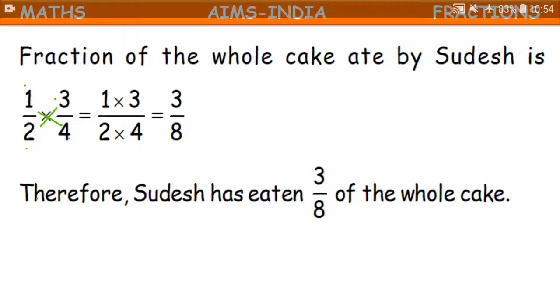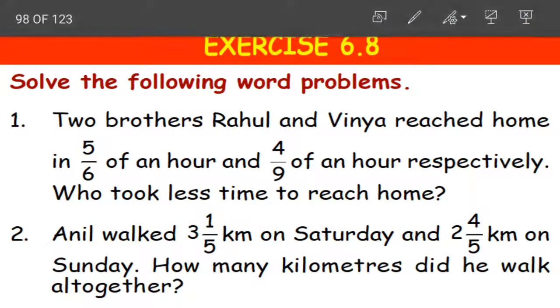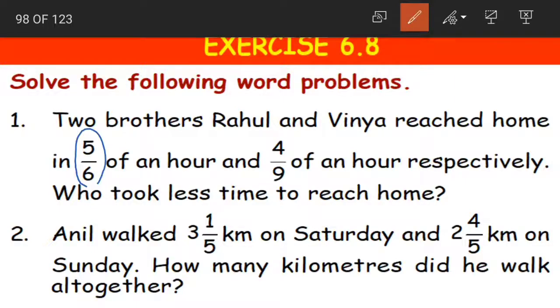Understood, children? These are the word problems based on fractions. Now here we have a few word problems to solve from the exercise. See, two brothers reached home in 5 by 6 of an hour and 4 by 9 of an hour respectively. Who took less time to reach? How do we know? If we compare these fractions. Yes, these are unlike fractions. Convert them into like fractions and compare, or you can cross multiply them and compare.